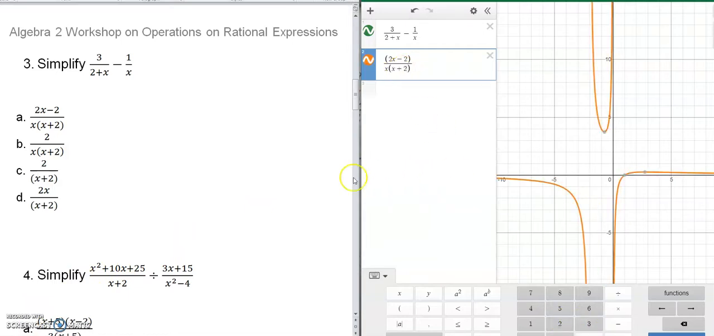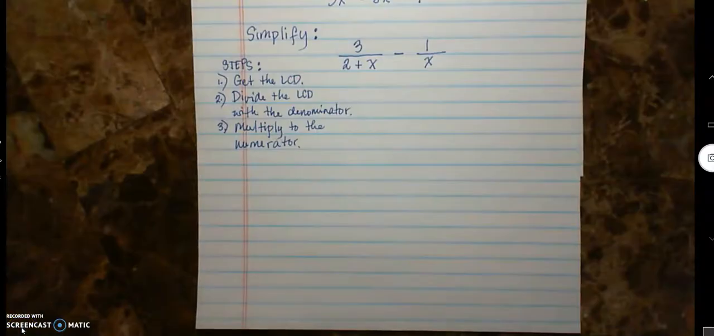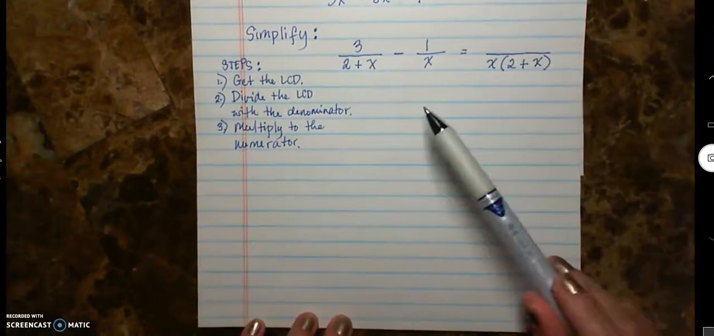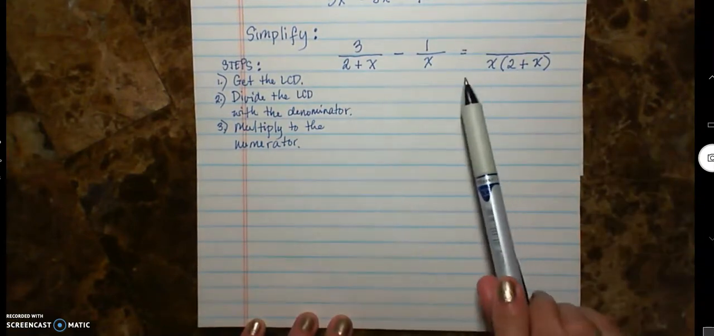All right, so letter A is the answer. Let us now go ahead and try doing this by hand. Simplify the expression. The steps are: get the LCD, divide the LCD with the denominator, then multiply to the numerator. Let us begin. The denominators of this one are 2 plus x, and this is x.